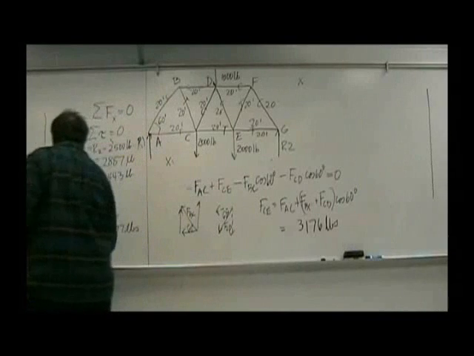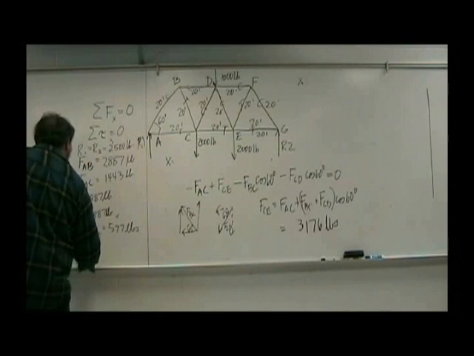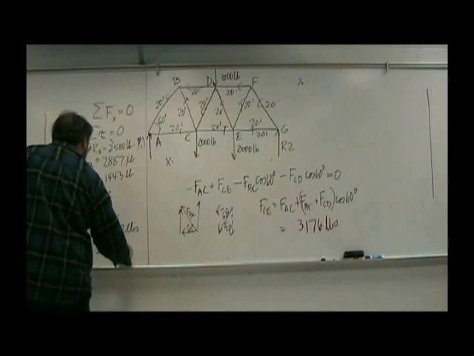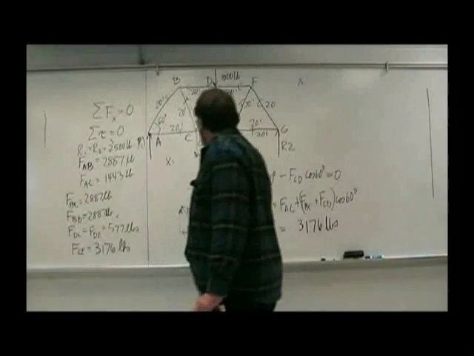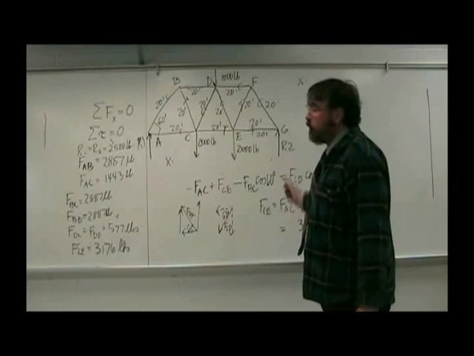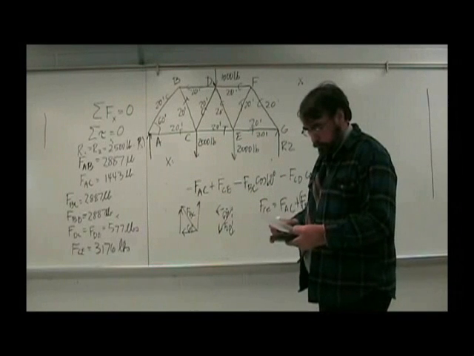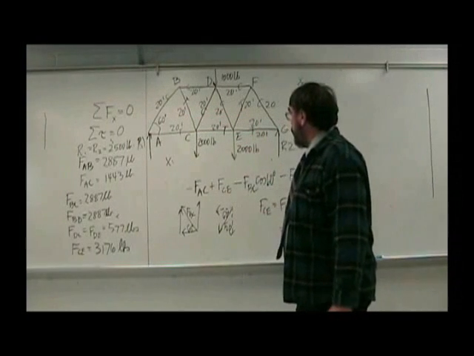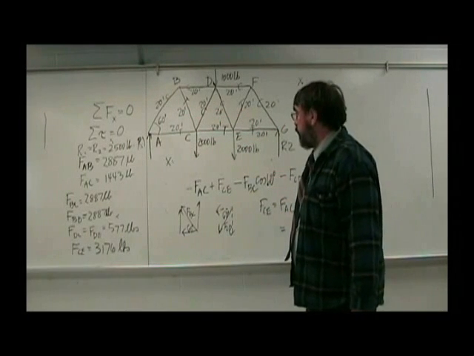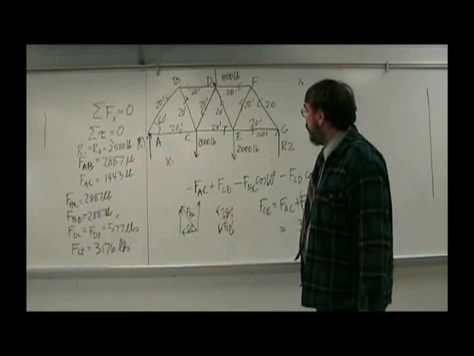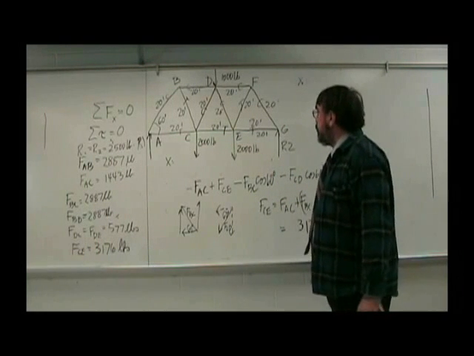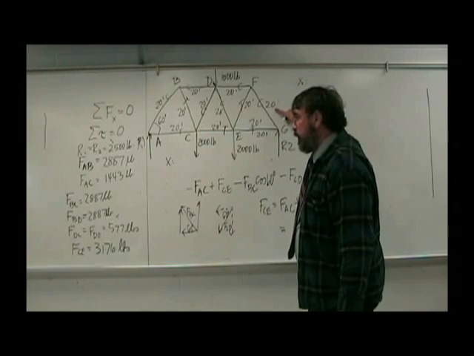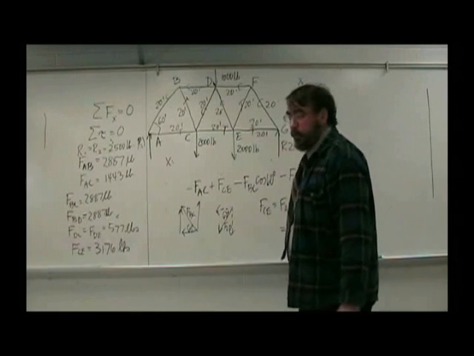FCE. You can see it's got the most force in it. And it's in tension. Okay, so now we basically have the whole problem. Because we know the rest, they're going to be the same as their counterpart on the other side. So FEG is going to be the same as FAC, which is 1443 pounds. In tension. FG is going to be the same as FAB, which is 2887 pounds. Okay?